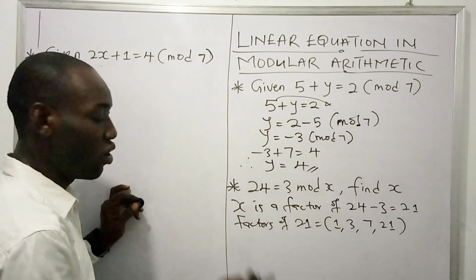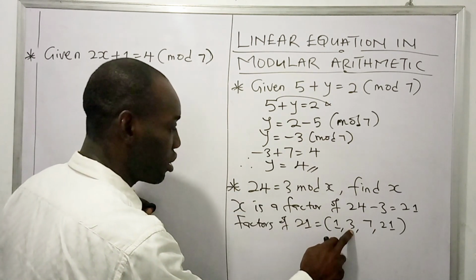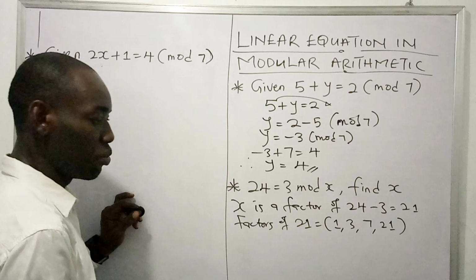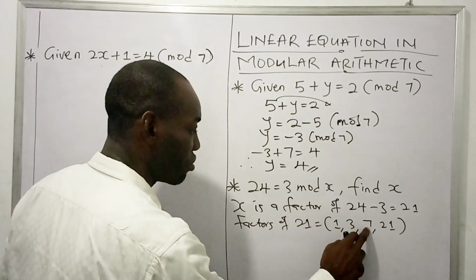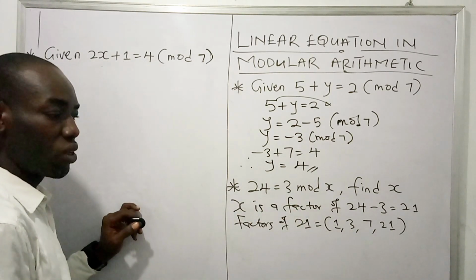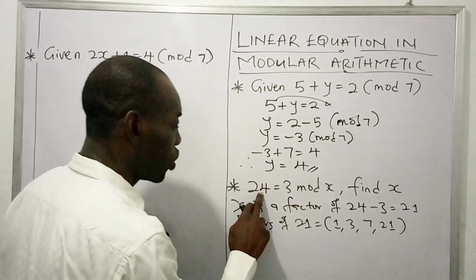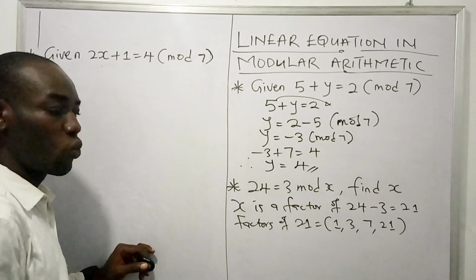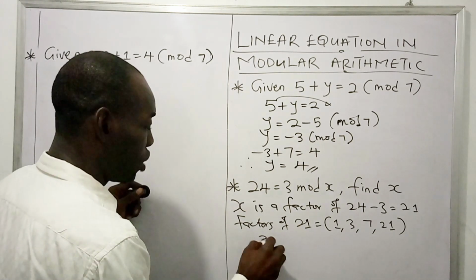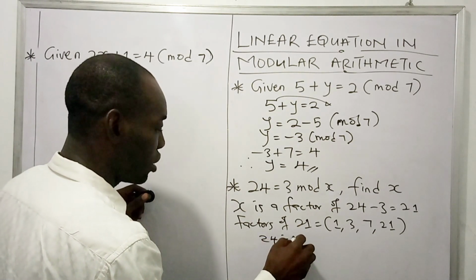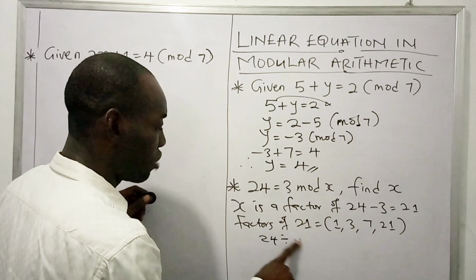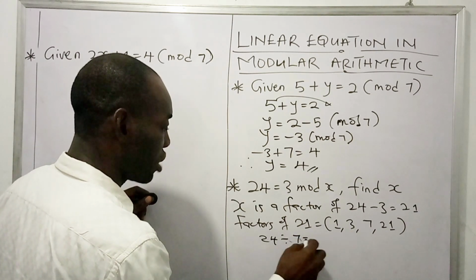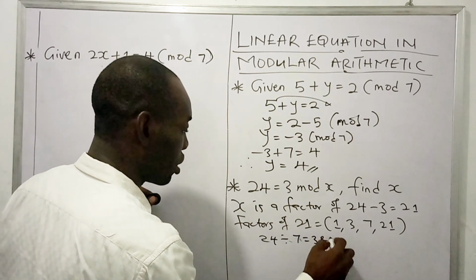Now, if you do a test run on the factors you have here, 24 divided by 1 will give us 24. 24 divided by 3 will give us 8, so there's no remainder to that. Now, 24 divided by 7 will give us 3 with a remainder of 3. Also, 24 divided by 21 will give us 1 with a remainder of 3.